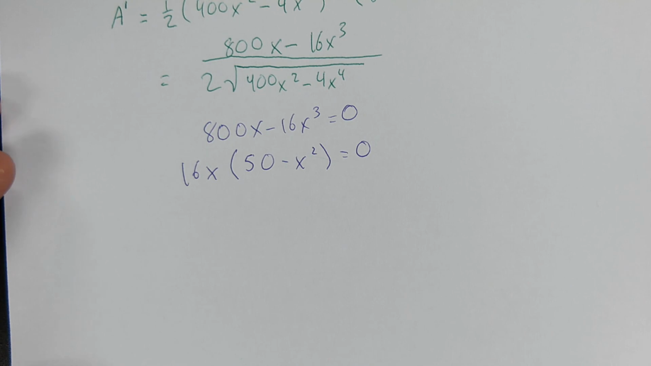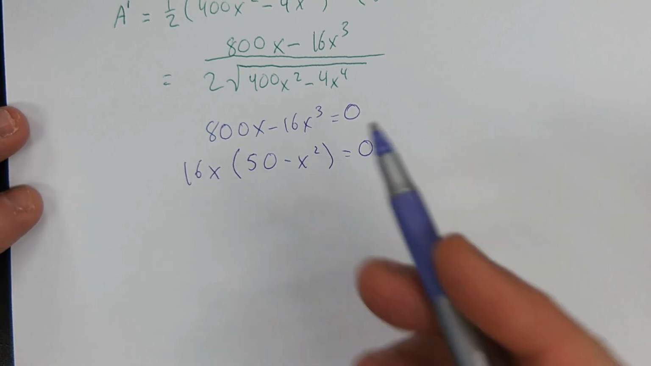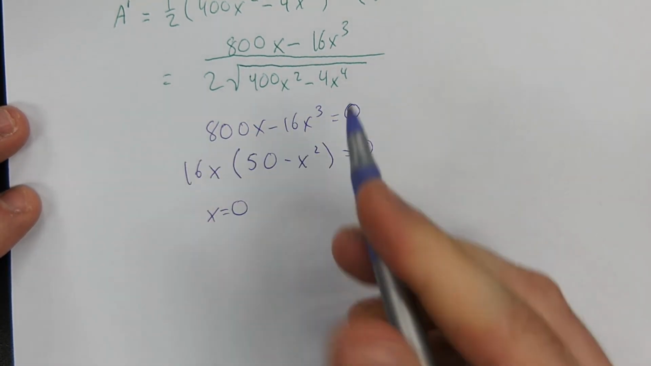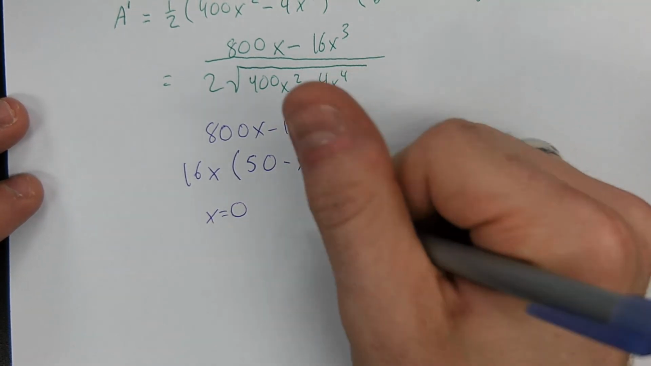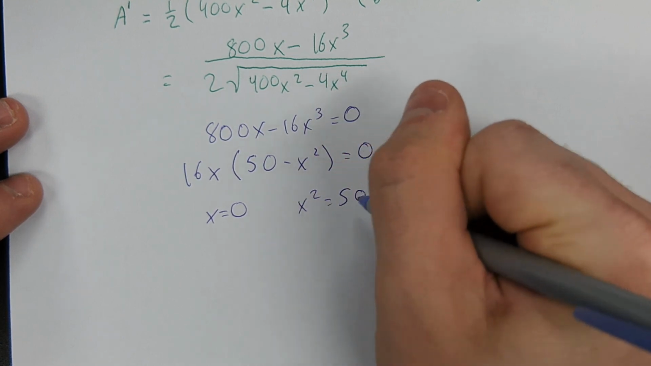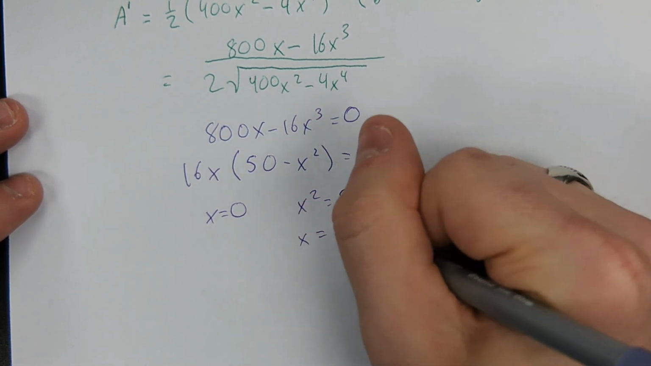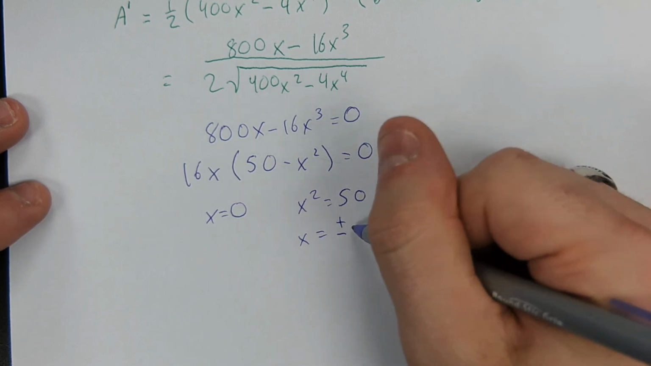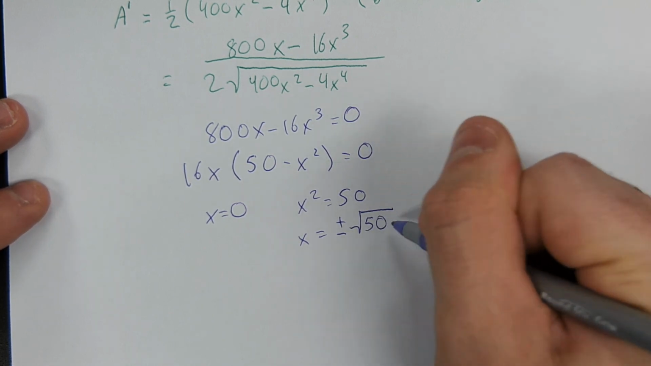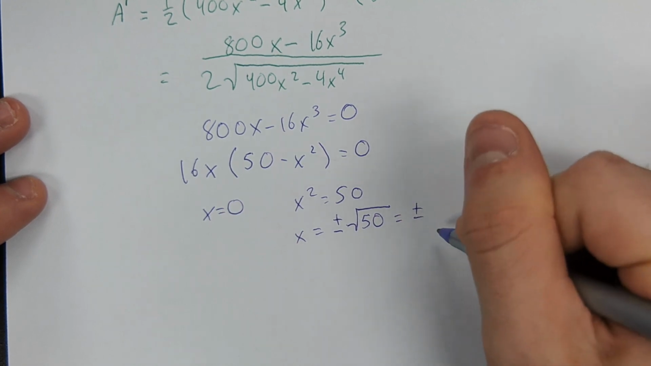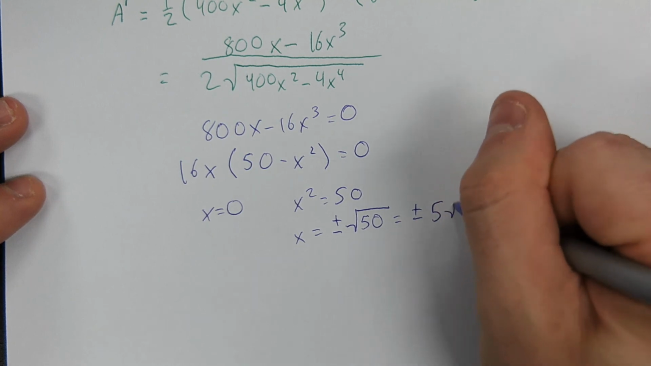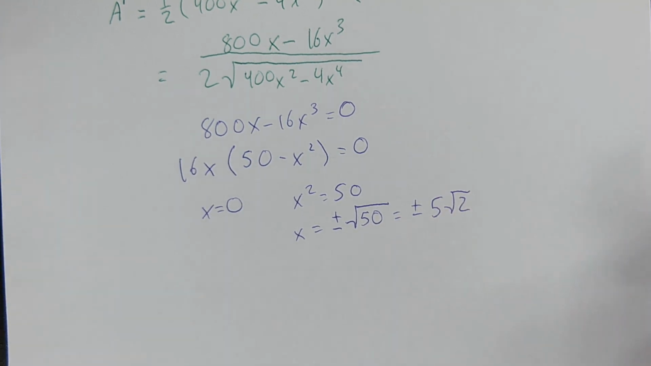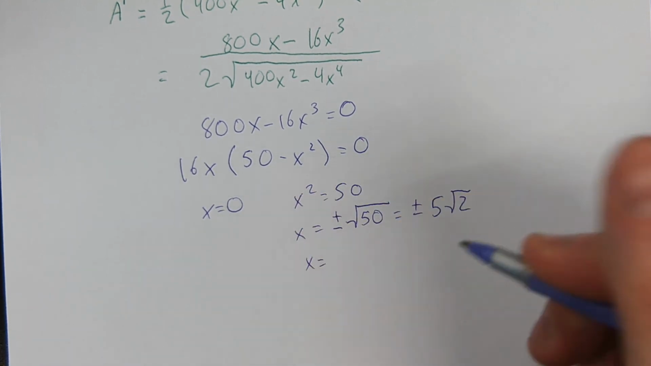So where are our zeros? Clearly, x equals 0. And the other one is going to be where 50 equals x squared, which is plus or minus square root of 50, which is plus or minus, this is 25 times 2, so it's 5 root 2. Does negative 5 root 2 make sense? No, of course not. So really all we care about is positive 5 root 2.